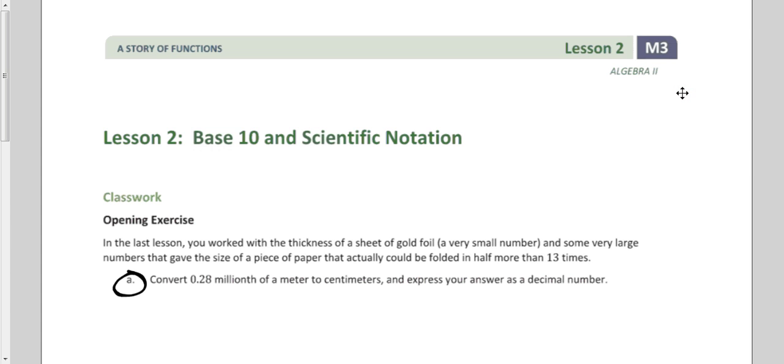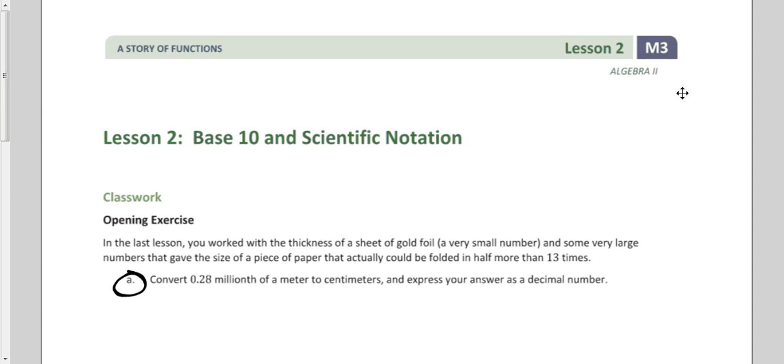We are recording. So, base 10 and scientific notation. I want to talk about really big and really small numbers. Who here has been through chemistry? So you guys should have a good grasp of a really big number. Who can give me an example of a really big number in chemistry, Miss Millis?